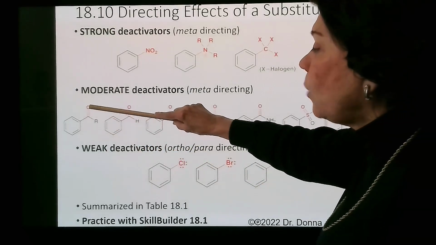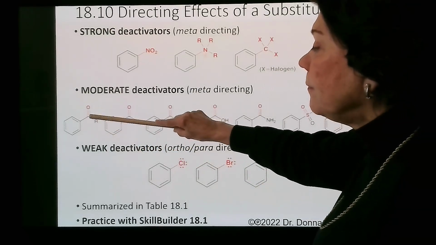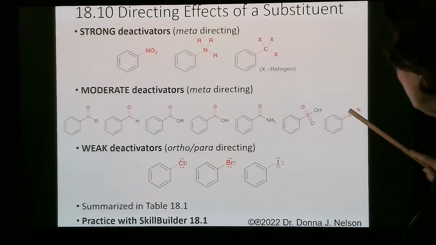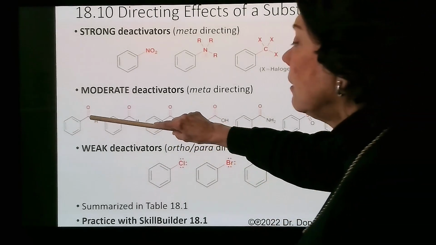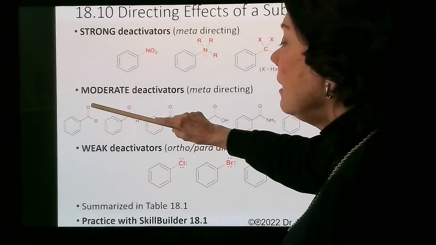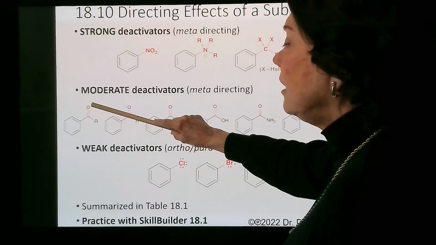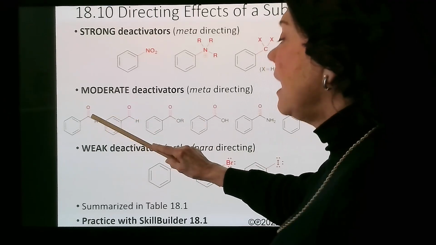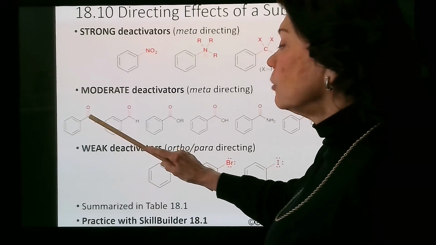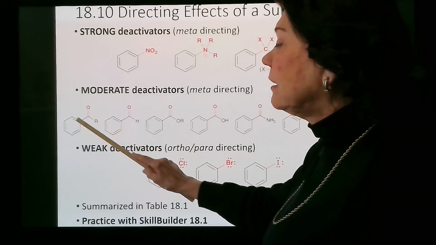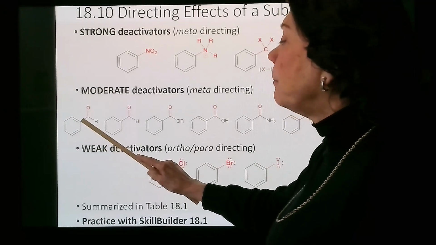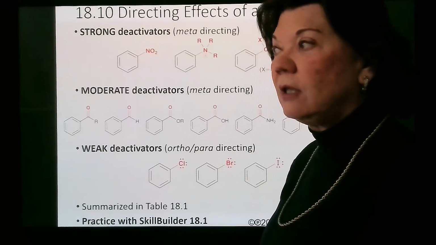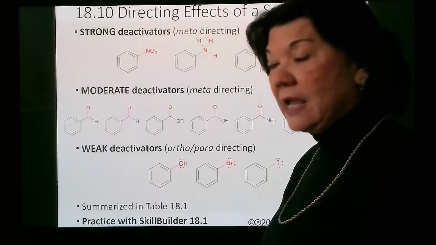Now what we have is groups that have pi bonds. You can see groups that have pi bonds. The carbonyl is polarized so that the oxygen is bearing a significant partial negative and the carbon is bearing a significant partial positive. That carbon with a significant partial positive being directly attached to the benzene ring pulls electron density out of the ring and deactivates the ring towards the reaction.